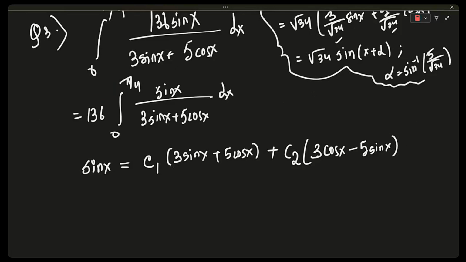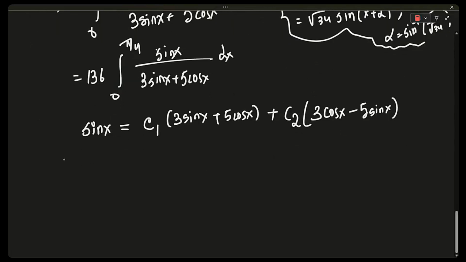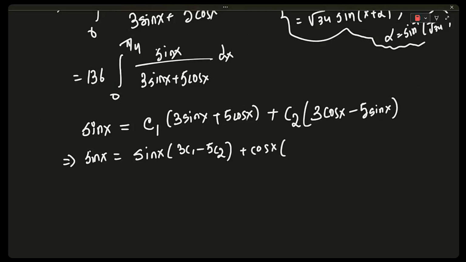When I say a combination of two factors, it means a constant c1 into the first factor plus a constant c2 into the second factor. All that remains is to find this c1 and c2. How do you do that? You simply write sin x equals, collecting all the sin x terms. What are the sin x terms? 3c1 and here minus 5c2, correct? And then collect all the cos x terms. The cos x terms are 5c1 and then plus 3c2.